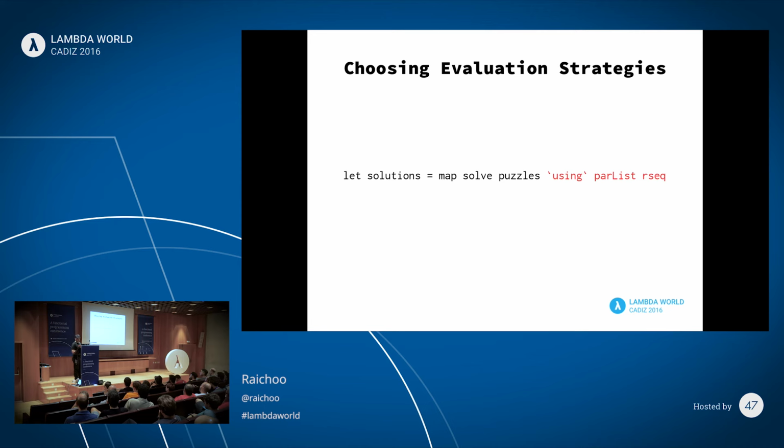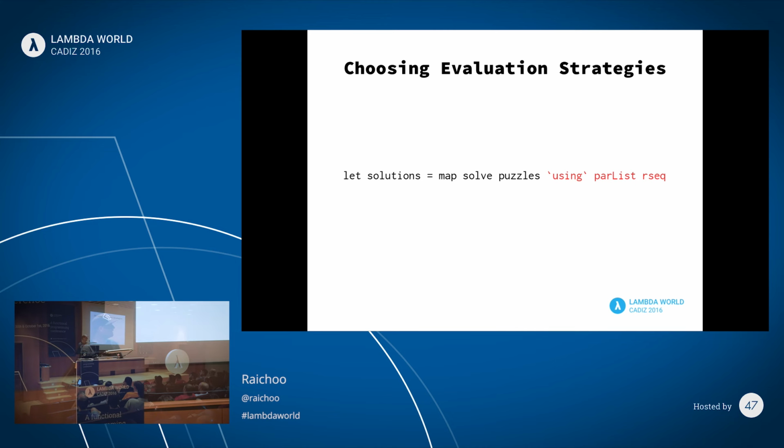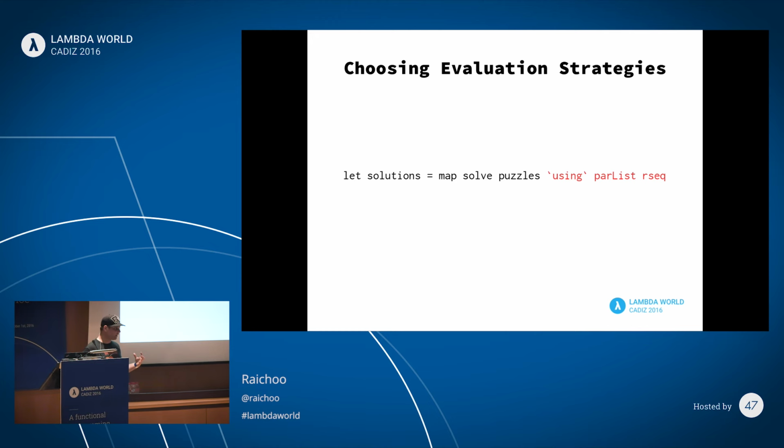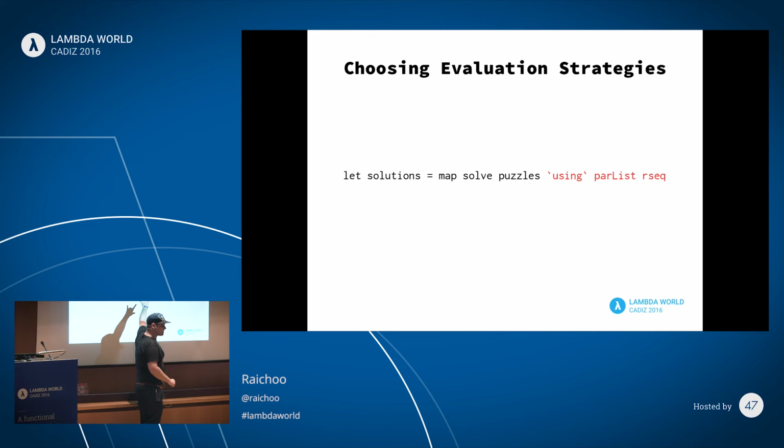But in Haskell, we're not committed to anything. So we can say, hey, use this strategy to evaluate the list in parallel, to spark off computations and do that in parallel, which I think is also pretty handy. I didn't change anything here. This is the same program as it was before. So I can just add this using declaration, and I'm done. I think this is pretty useful.